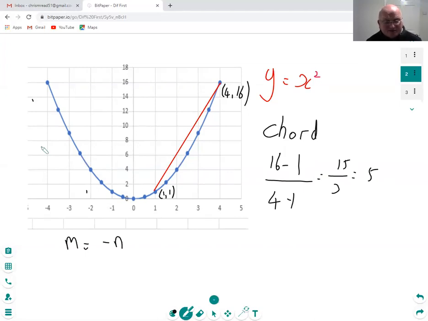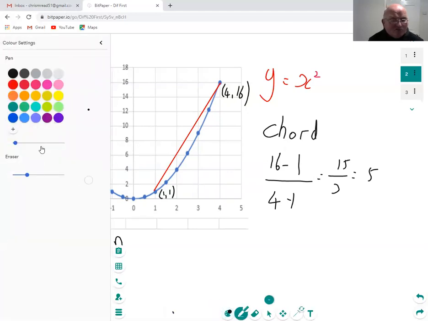But what we can imagine then, I'm now going to change to red and draw a few more lines on.